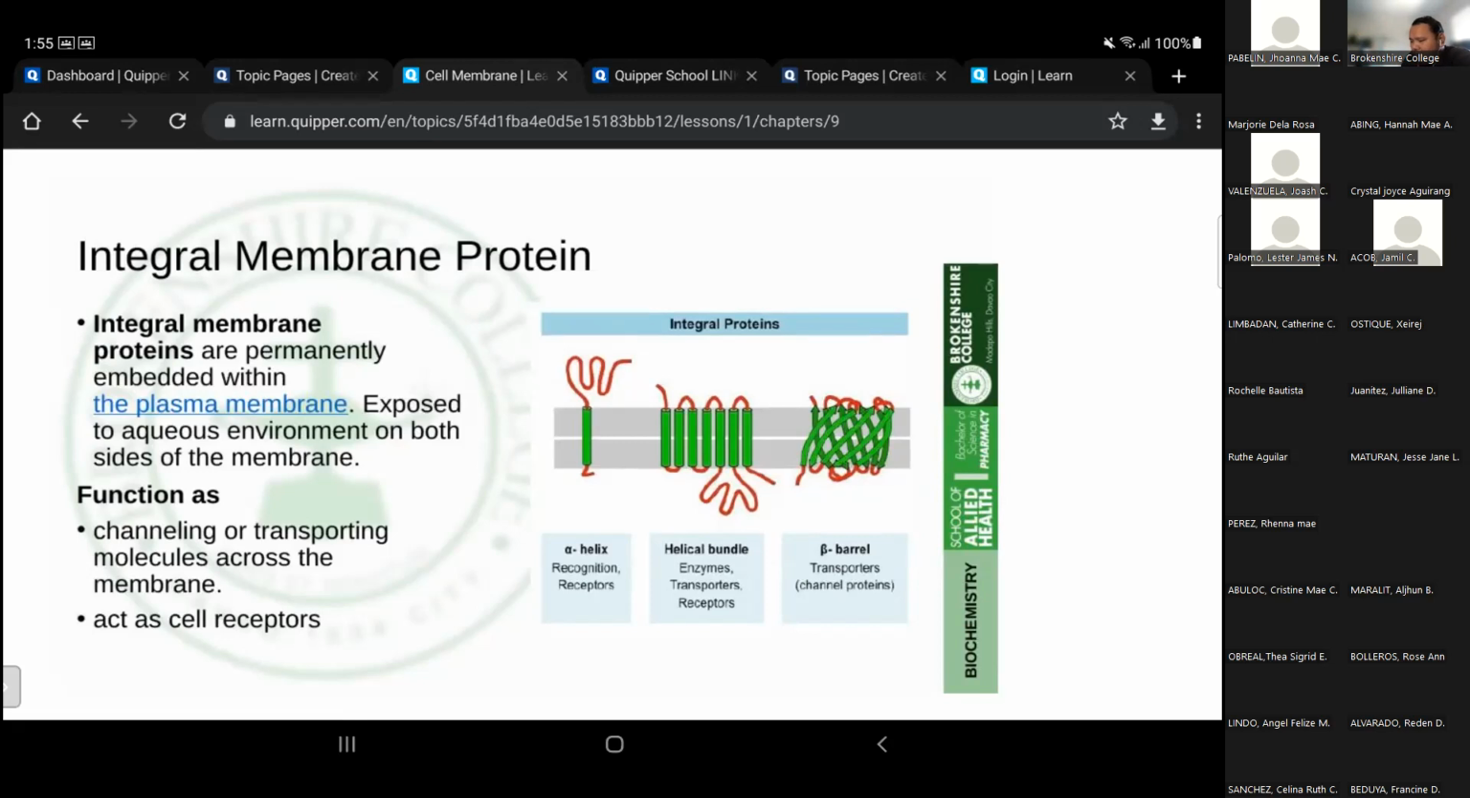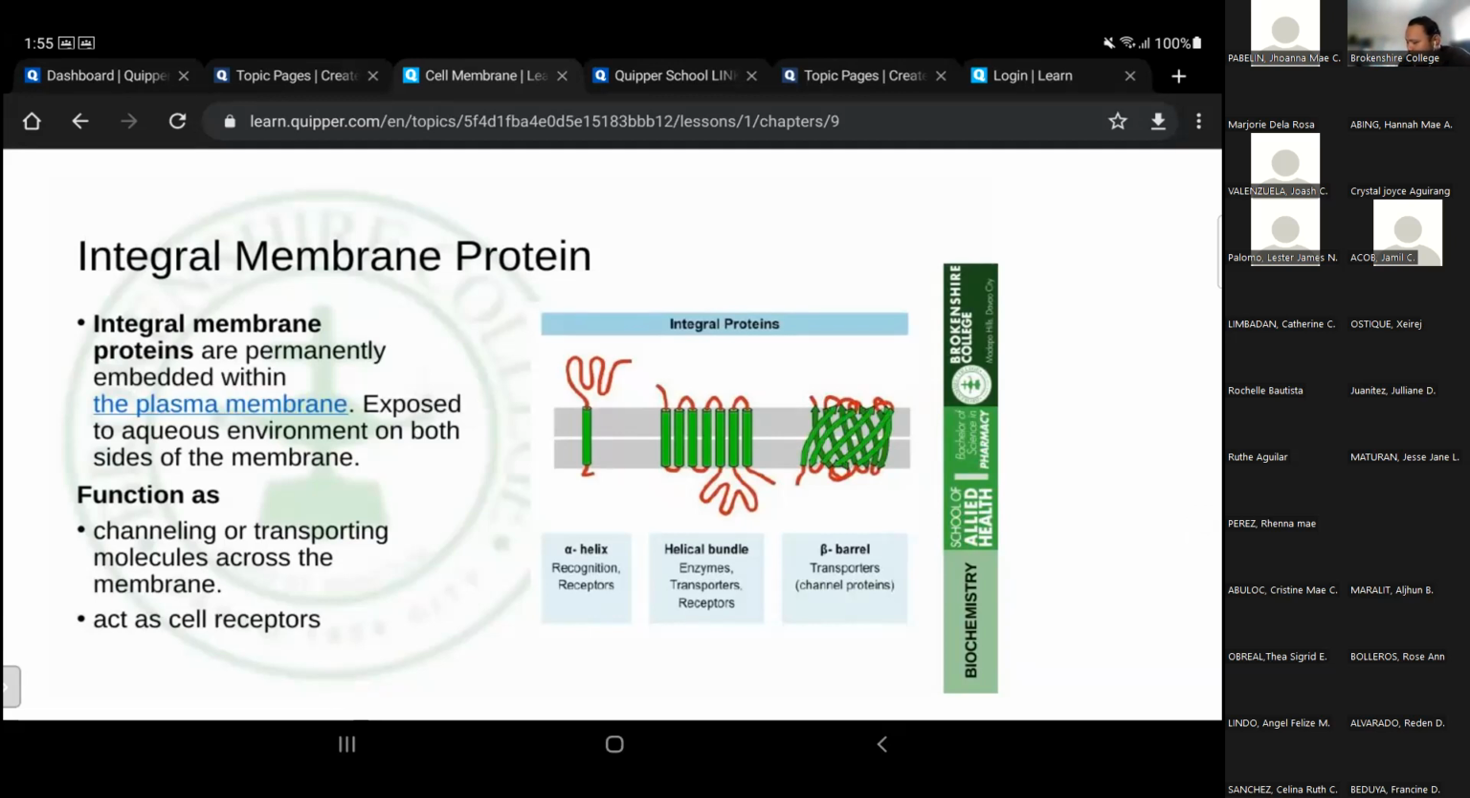Again, your integral protein is exposed to an aqueous environment on both sides of the membrane. The function of our integral protein is for channeling or transporting molecules across the membrane. And it also acts as cell receptors wherein molecules could bind and will be recognized. And once those molecules bind to the receptor, there might be changes or some effect that may happen.